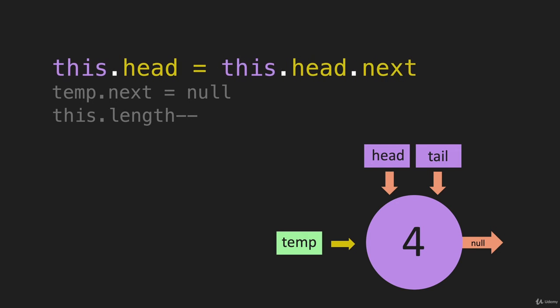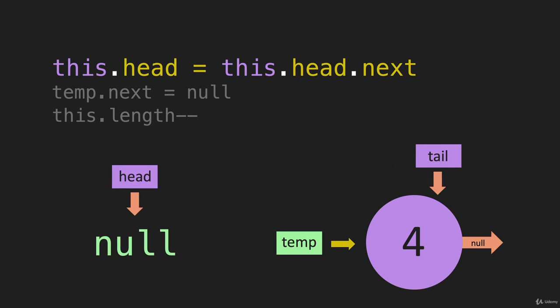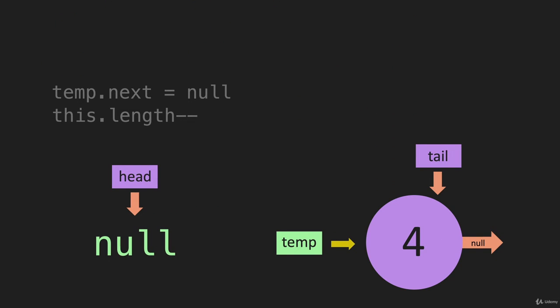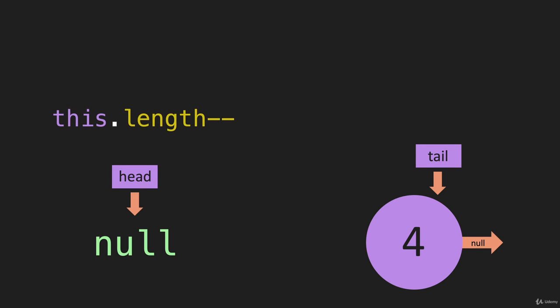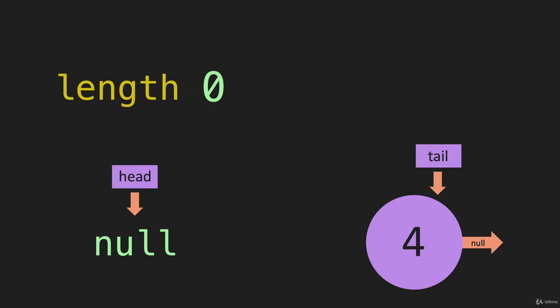Then we're going to say this dot head equals this dot head dot next. So head dot next is null. So this sets head equal to null. Then we say temp dot next equals null. Well, temp dot next is already null, so that doesn't do anything. And then the only thing left to do is to decrement the length. Well, the length was 1, and this changes it to 0.